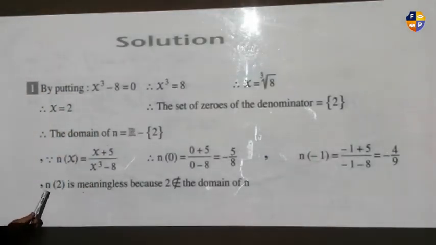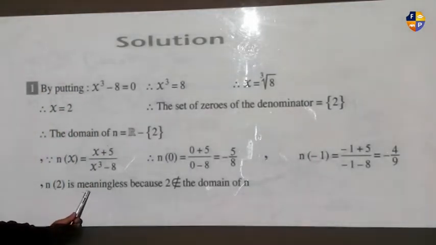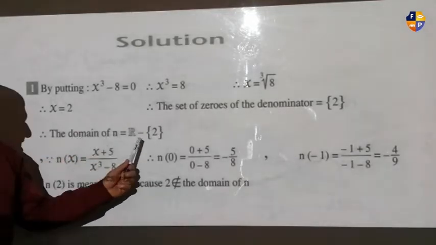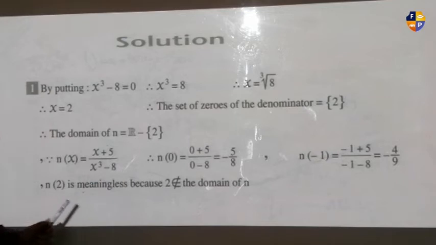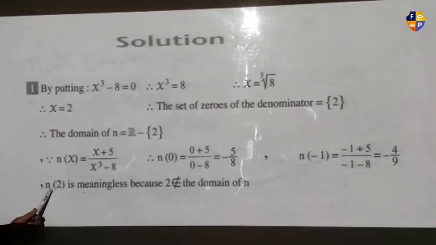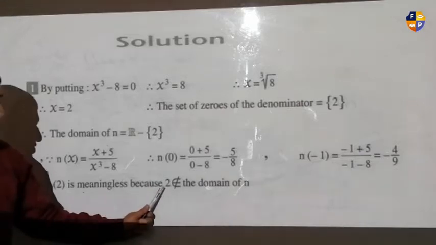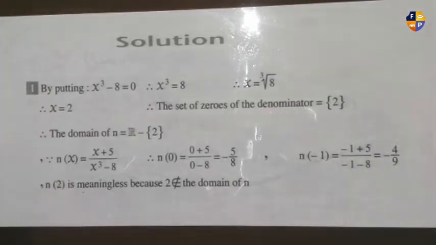Then n(2) is meaningless. Why meaningless? The domain is the real numbers except 2. When we find n(2), it is meaningless because 2 doesn't belong to the domain. Okay?